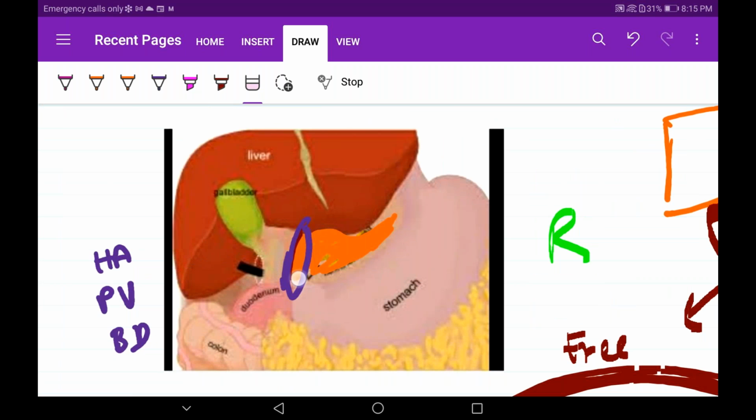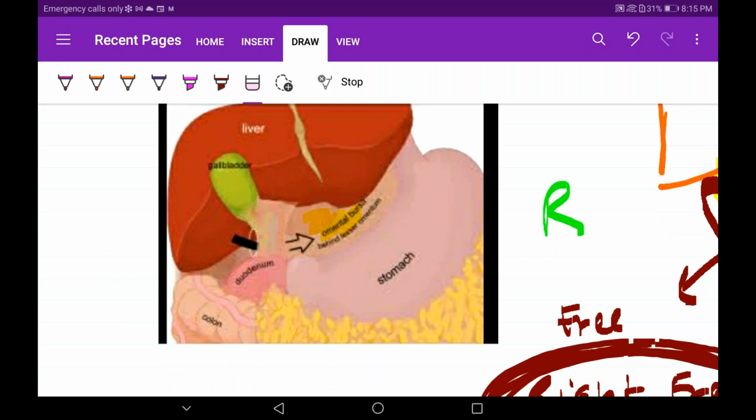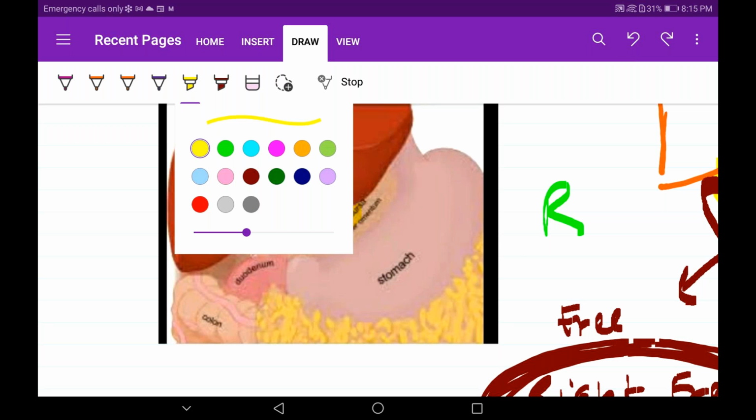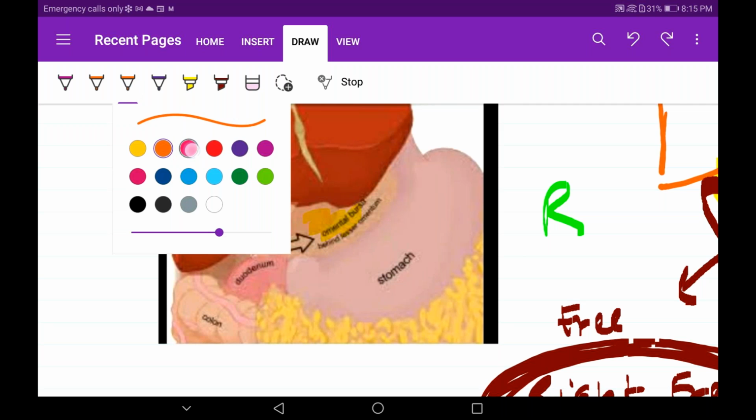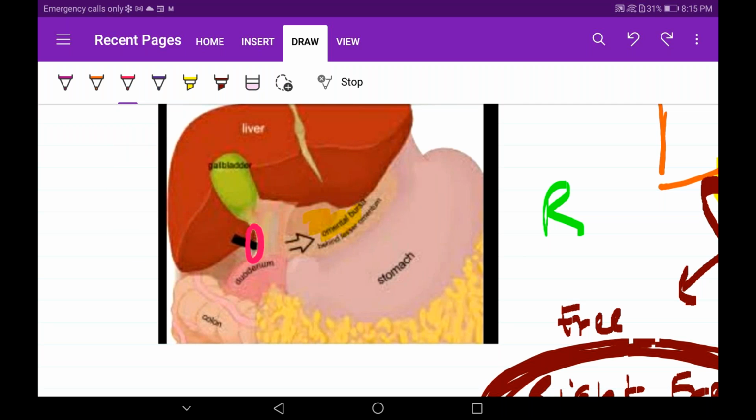Let me just rub this off. Now you see this little bit of black line, that black arrow going? That is the foramen. Let me depict it with a bright color. This foramen connects the greater sac, which is in the anterior part, with the lesser sac, which is present in the posterior aspect, as we have already seen in the sagittal section, right?